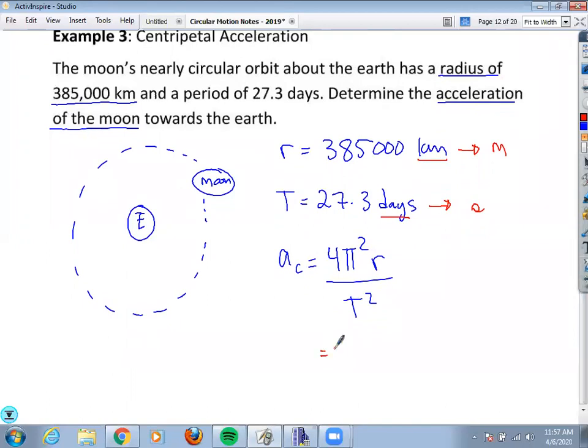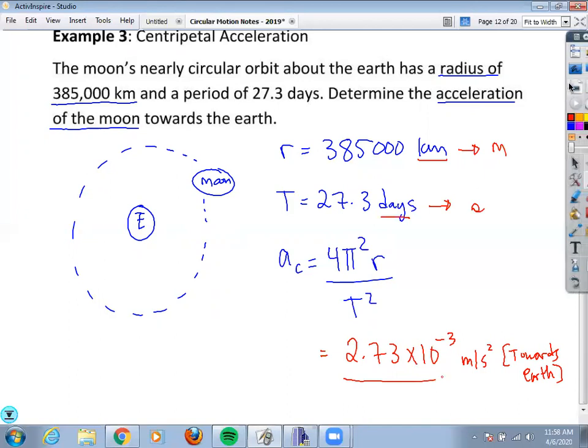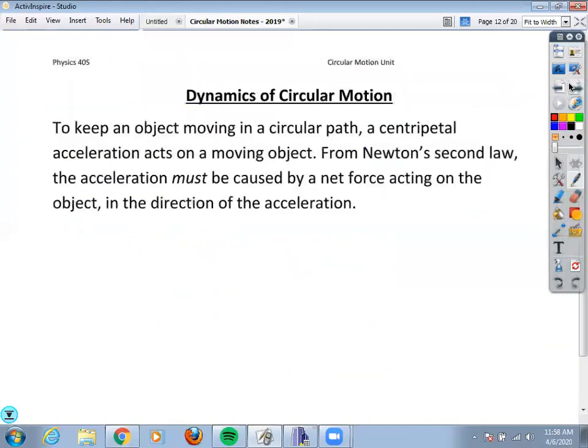I'll leave you with the answer, and you can work on this on your own. You should get a very small number, 2.73 times 10 to the negative 3 meters per second squared towards Earth. So that's a good thing. We don't have to worry about the moon falling into the Earth anytime soon. You can try example 3 on your own and check that you get that answer. And I believe this takes us to the dynamics, which I will make a video on tomorrow.